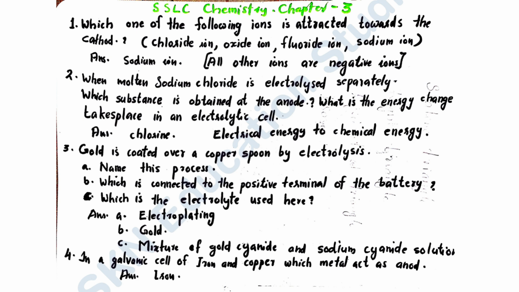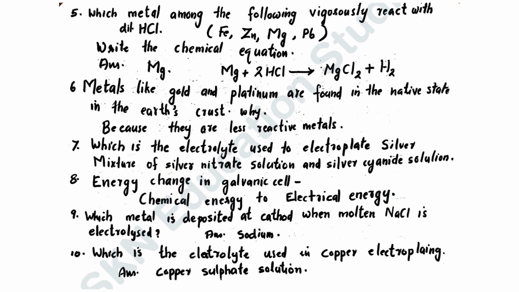Fourth question, in a galvanic cell of iron and copper, which metal acts as anode? Answer is iron. Fifth question, which metal among the following vigorously reacts with dilute HCl? Options: iron, zinc, magnesium, lead. And write the chemical equation. Answer is magnesium. And the chemical equation is Mg + 2HCl gives MgCl2 + H2.